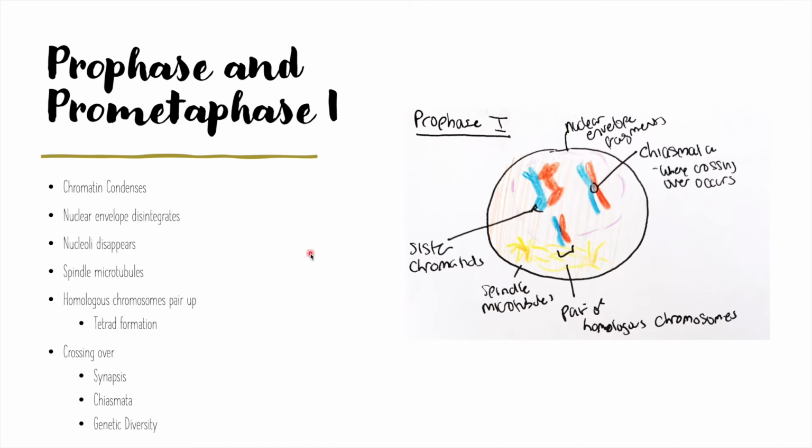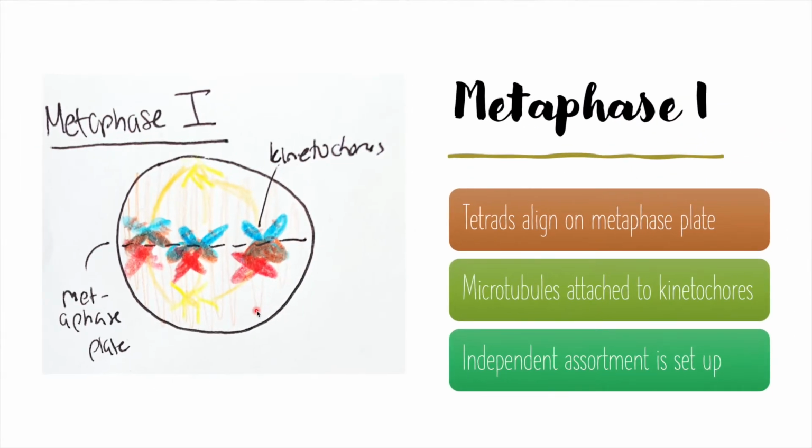In prometaphase 1, microtubules begin to attach to the centromere of the chromosomes and move them to the metaphase plate. In metaphase 1, the microtubules are attached to the kinetochore proteins in the chromosomes, and the tetrads are aligned on the metaphase plate. Independent assortment is set up for in this stage, as each homologous pair orients itself independently of the other pairs.